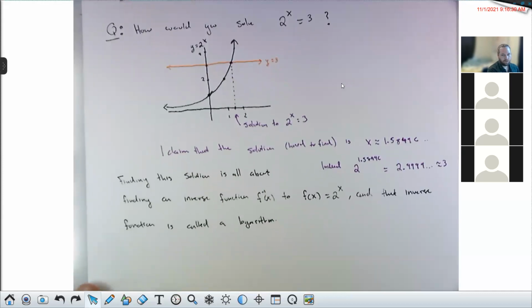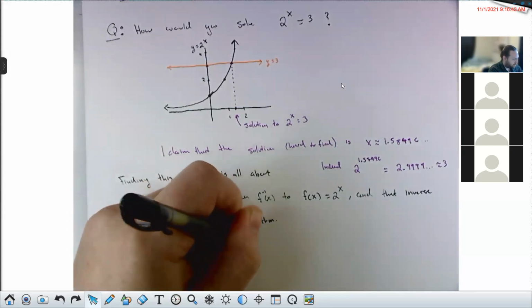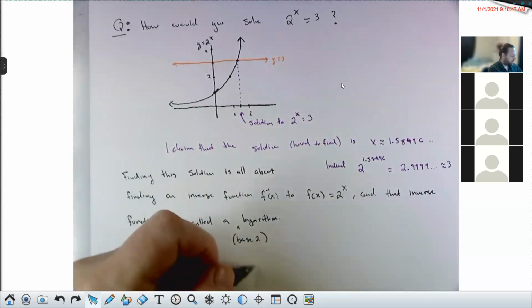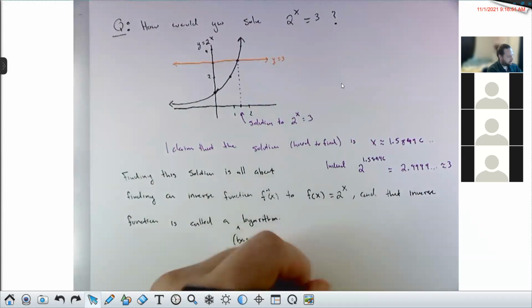All right. In fact, the inverse to any exponential function is a logarithm function. And just like you have a bunch of different exponentials with different bases, this would be called a base 2 logarithm. And I can draw its graph because we know how to graph an inverse function from the original function.